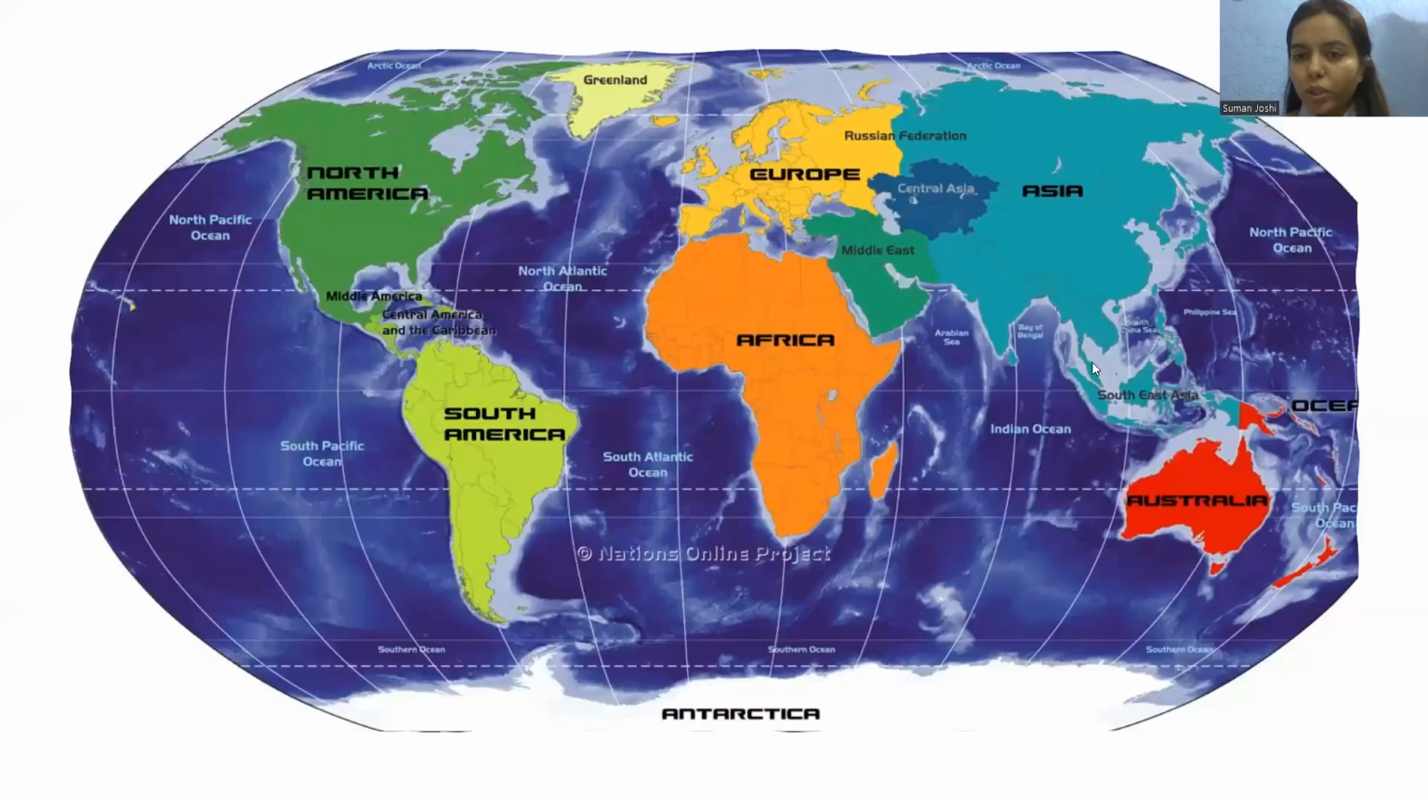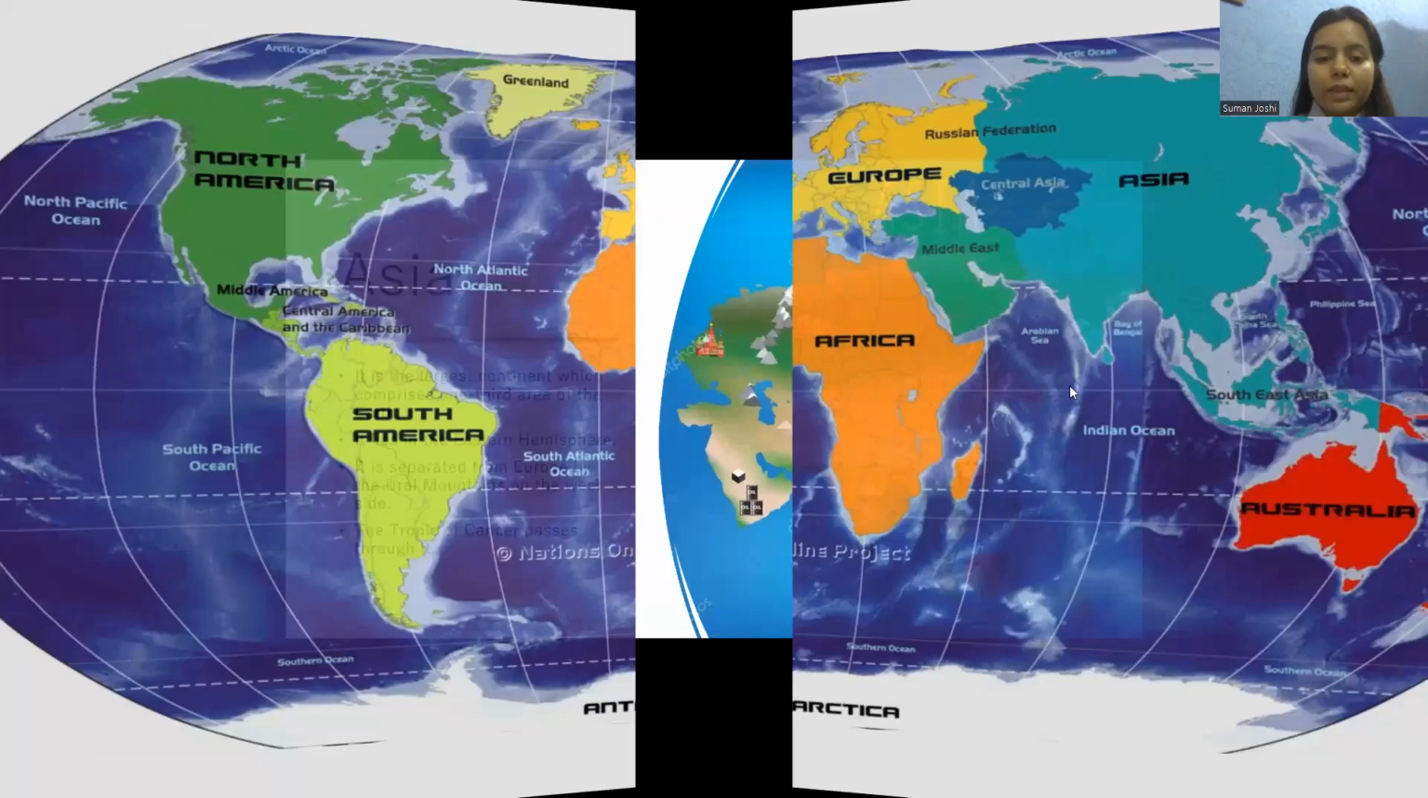Now I'm showing Asia. Here is Asia and here is Europe. This is, I think, the Ural Mountains, which separate Asia from Europe. Okay.